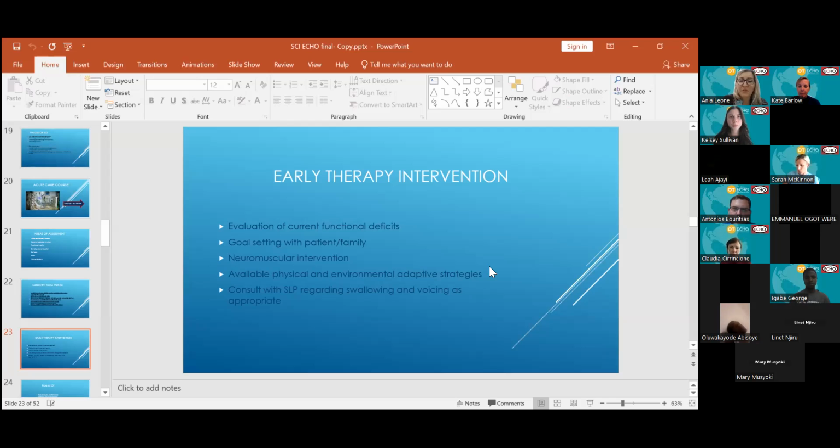Just to point out, if you have opportunity to consult your speech language pathologist, a lot of times, depending on the level, higher level tetraplegia patients will have a lot of speech therapy needs. And if you have them available in your facility, this is the perfect time to have them come in and, a lot of times, collaborate with you if possible.